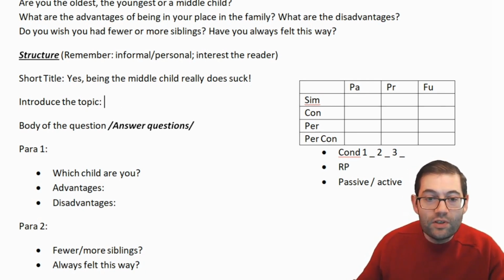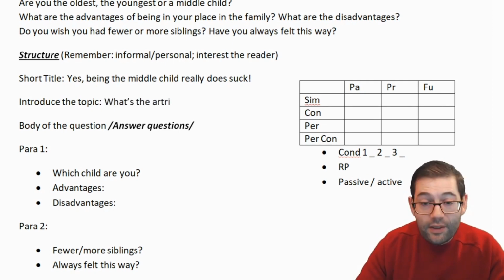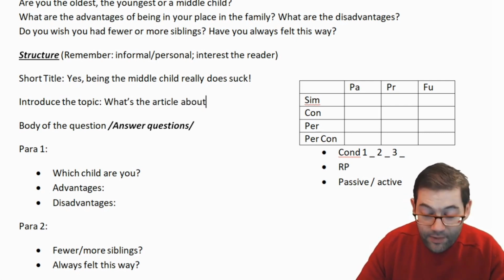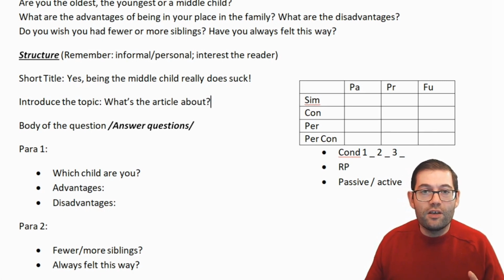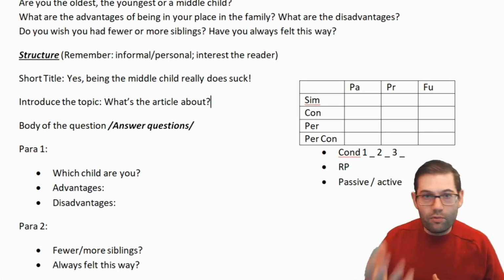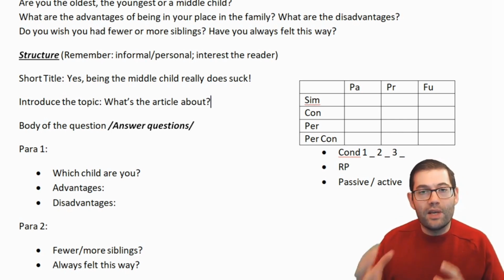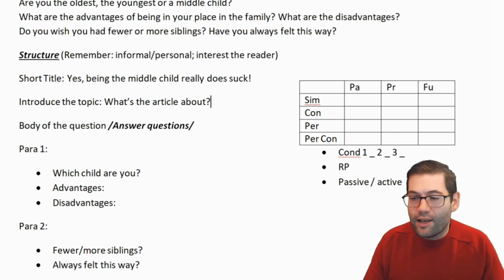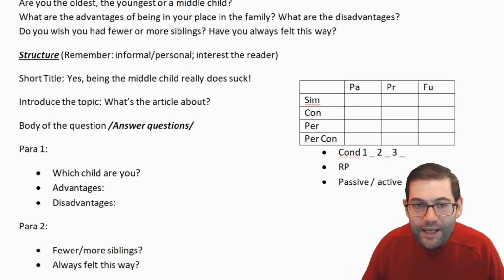Introduce the topic. So what's this article about? Question mark. So here you can have a few sentences where you try to put forward your point of view about what you think being a middle child is all about. And here you can use future forms. This is what I will do, this is what I will explain.